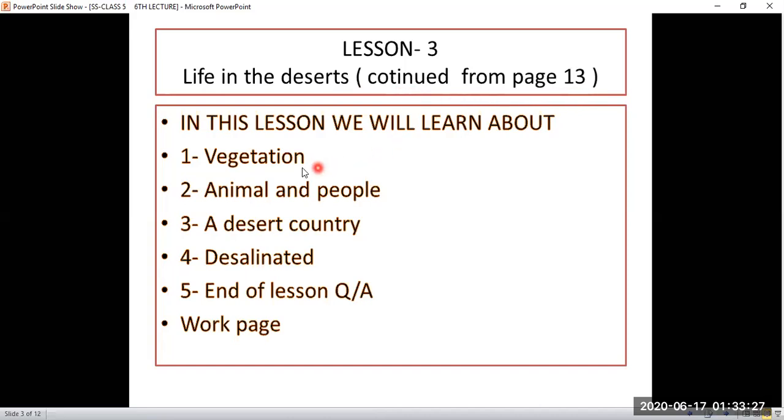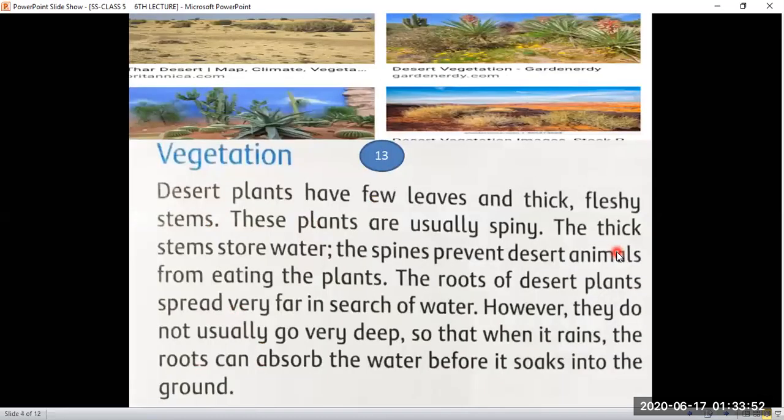In this lesson, we will learn about number 1 vegetation, number 2 animals and people, number 3 a desert country, number 4 desalinated, and number 5 end of lesson question and answer, and we follow the work page and solve the work page also. So here we are starting from page number 13.